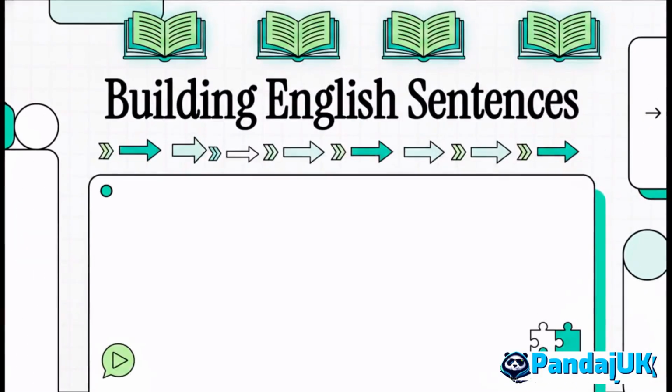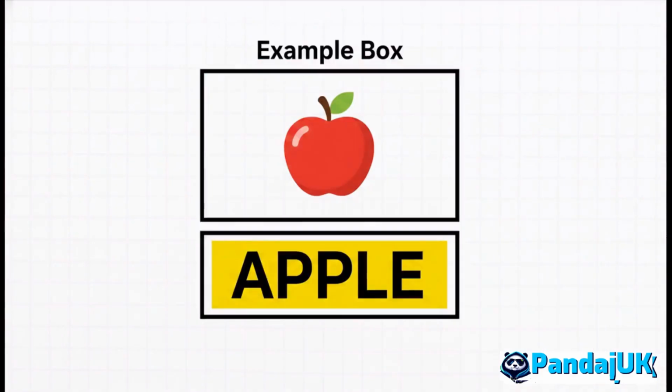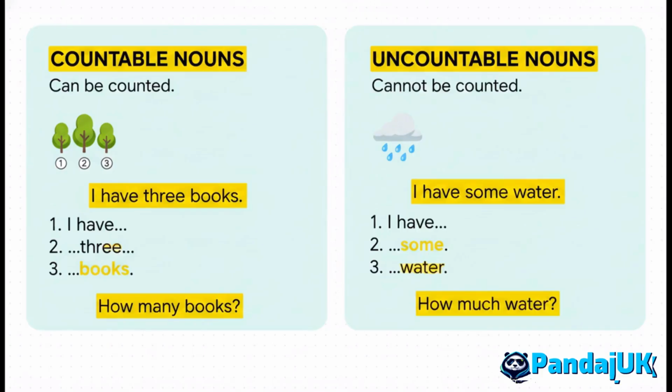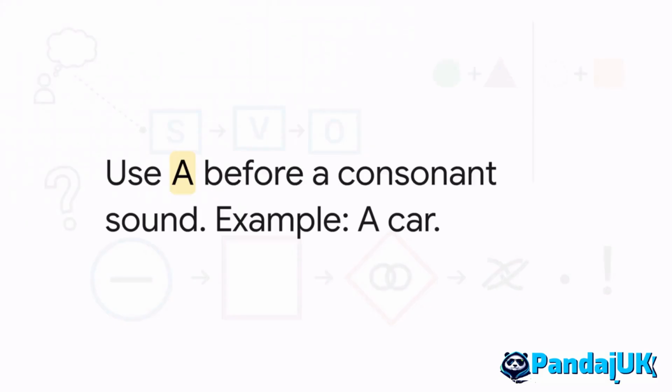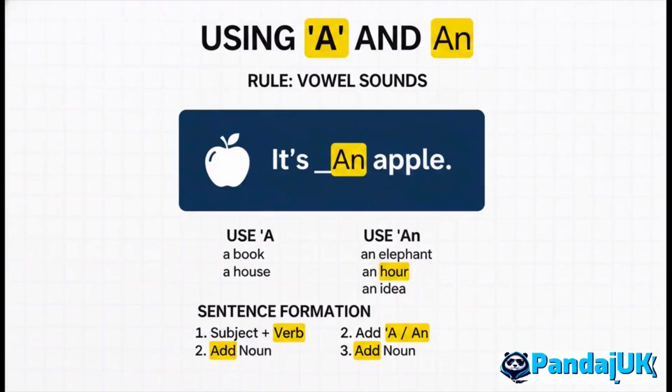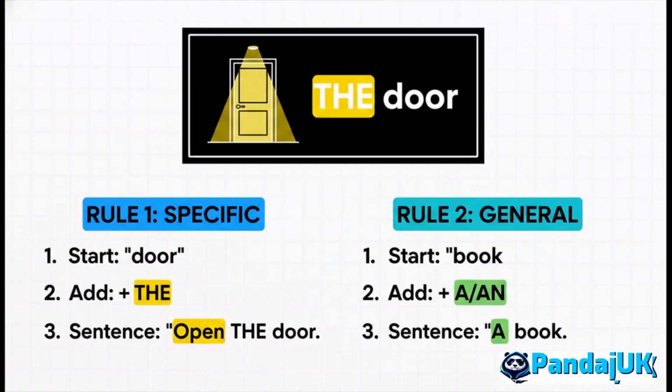Today, we're going to learn how to build simple English sentences. Every single sentence starts with simple words. For example, apple. Now, some things we can count, like trees. Other things we just can't, like water. For more than one, just add S, like books. But sometimes the whole word changes. We use A before a consonant sound, so we say a car. But use an before a vowel sound, A, E, I, O, U, like an apple. Use the for a specific thing we both already know, like the door.